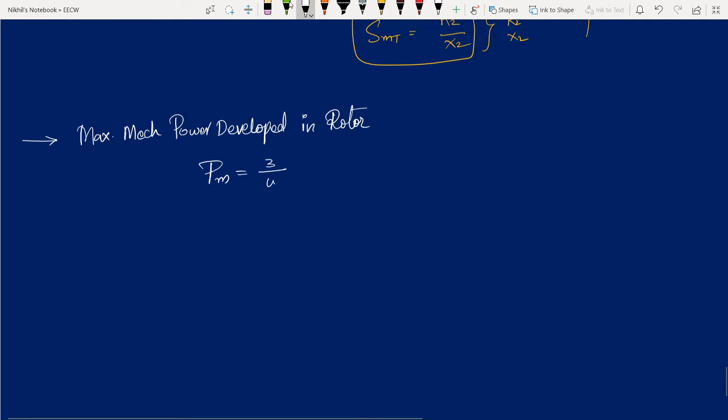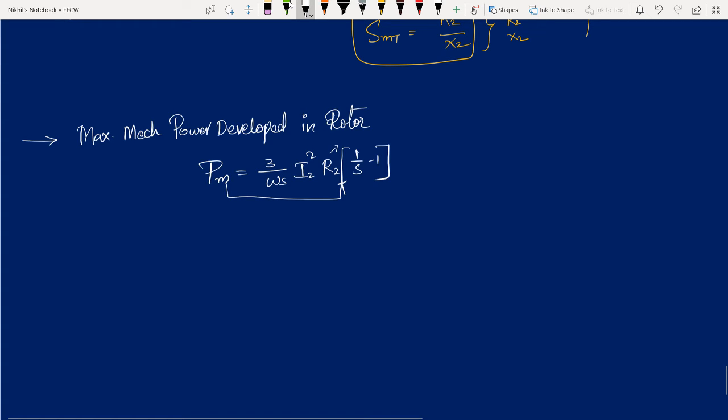Actually 3 by omega s I2 square into R2 (1 by s minus 1), isn't it? Your mechanical power is related to R2 into (1 minus s) by s, that is R2 into (1 by s minus 1), this part of the resistance. If you get maximum power to this resistance, then your mechanical power developed is maximum, as we know.